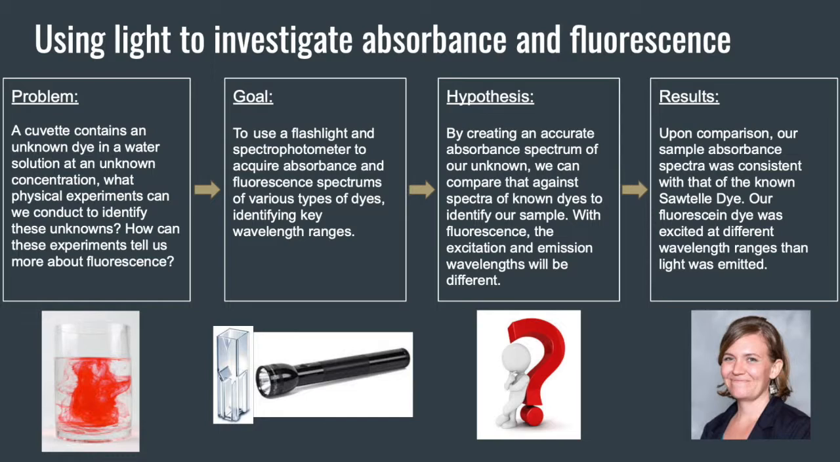Our goal in this experiment was to use a flashlight and spectrophotometer to acquire absorbance and fluorescence spectrums, in addition to identifying key wavelength ranges with regard to fluorescence. We hypothesized that creating absorbance and fluorescence spectrums would allow us to identify our sample compared to known values. We also hypothesized that the excitation and emission wavelengths will be different for our fluorescent dye. Our results showed that our dye was indeed sawtelle dye, and that our fluorescein dye was excited at different wavelength ranges than what was emitted.